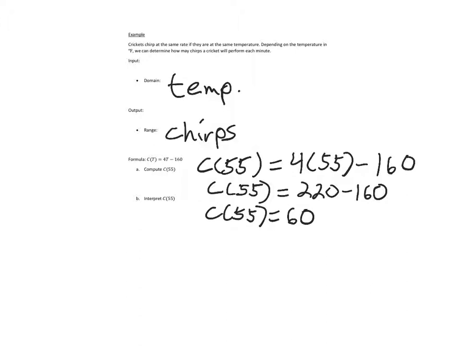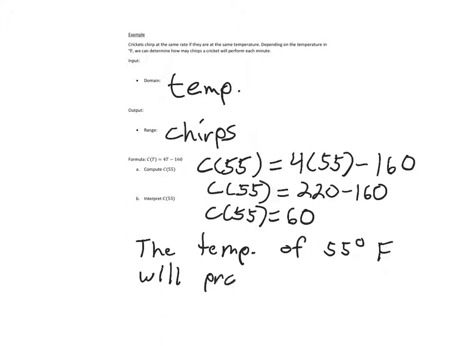So let's think back to our input and our output. If we're asked to interpret what C of 55 means, 55 is in place of t and 60 is our output. So what this statement is saying is the temperature of 55 degrees Fahrenheit will produce 60 chirps per minute.